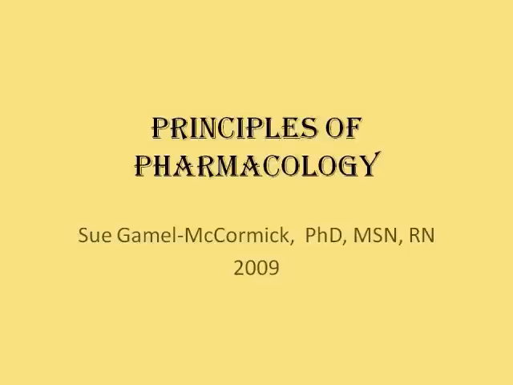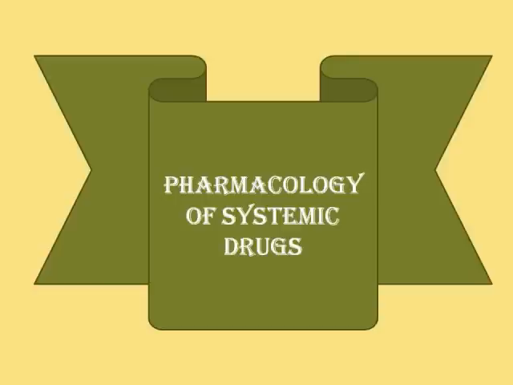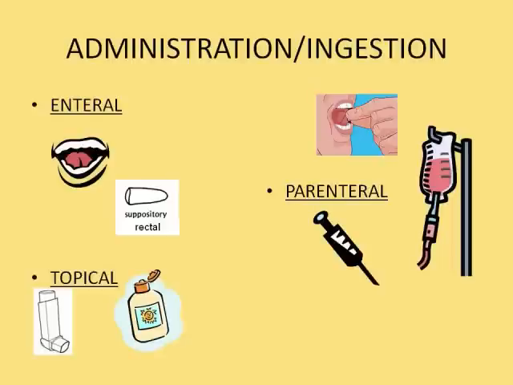In this video, we're going to be talking about the pharmacology of systemic medication. Now, drugs can be administered or ingested by various routes. They can go in enterally, which means through the GI system. So we're talking either by mouth or in some cases rectally. Some rectal suppositories have systemic action, for instance, ones that are used for nausea.